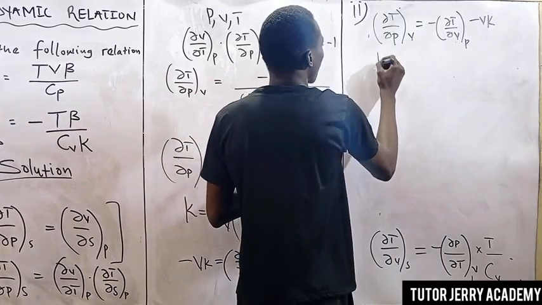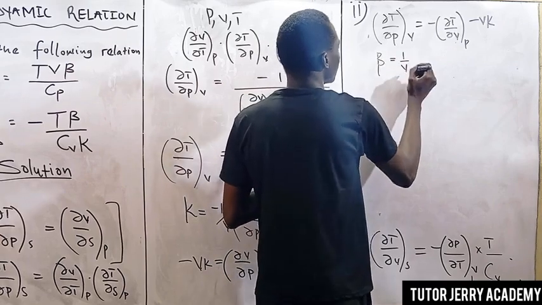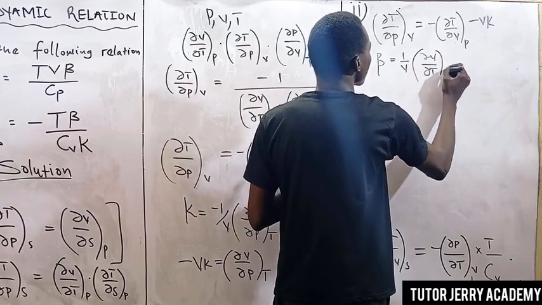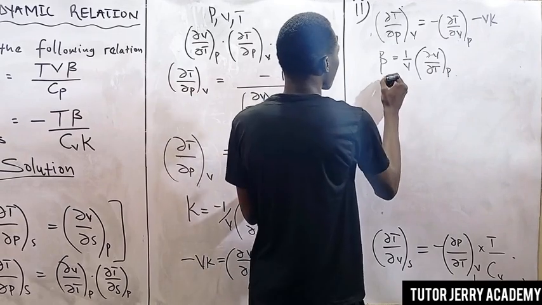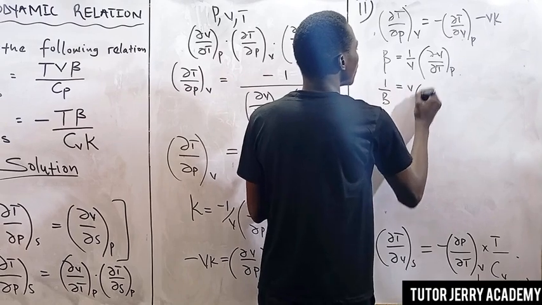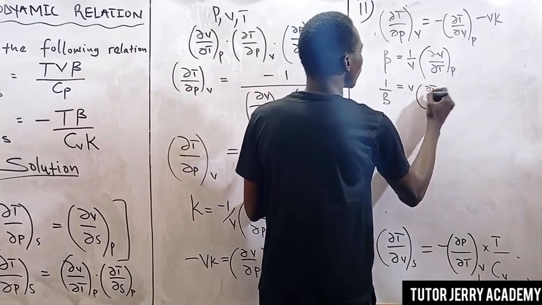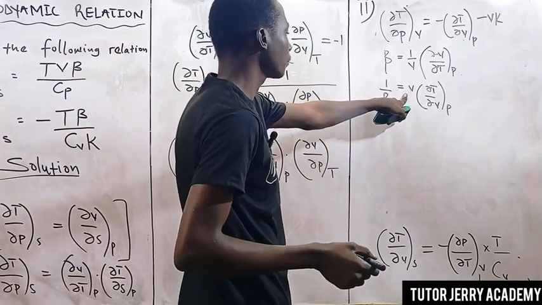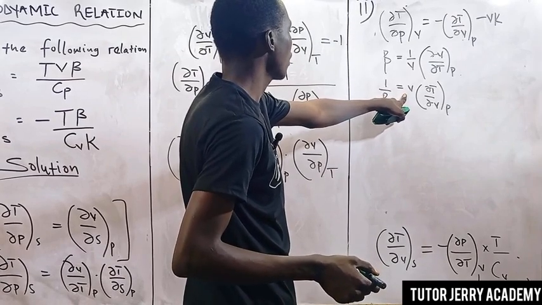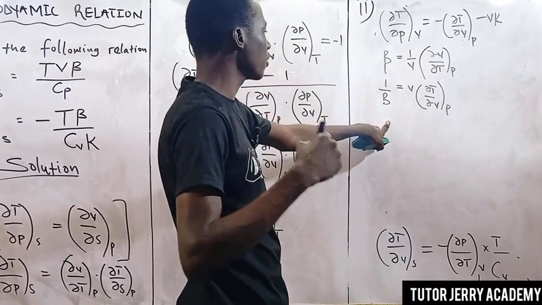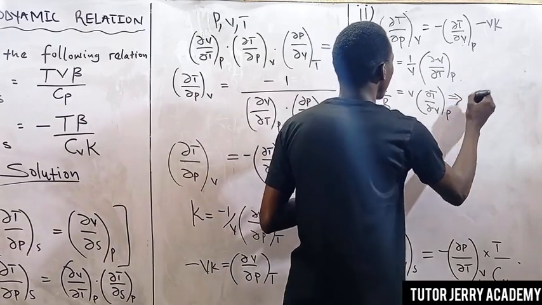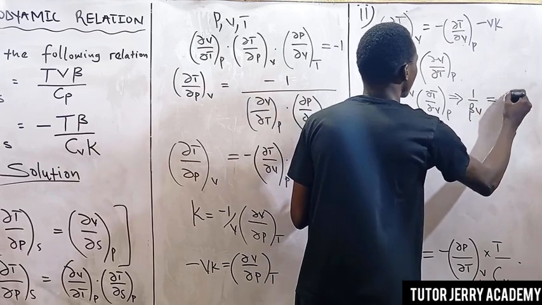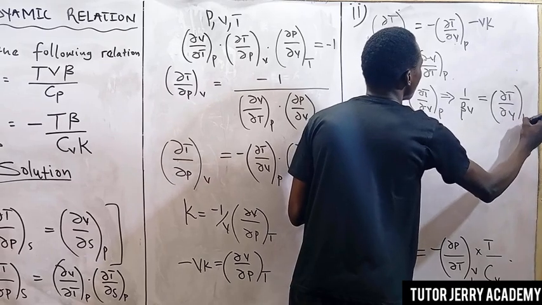I said beta is equal to 1 all over v, yes, 1 all over v into the partial derivative of v all over the partial derivative of t, keeping p constant. Now, if I take the inverse of this, I'm going to have 1 all over beta equal to v into the partial derivative of t all over the partial derivative of v, keeping p constant. I'm going to divide both sides of this equation by v. It implies that 1 all over beta v will be equal to the partial derivative of t all over the partial derivative of v, keeping p constant.